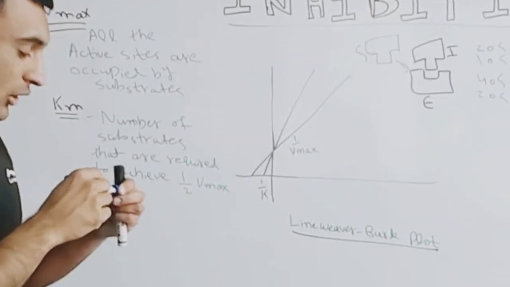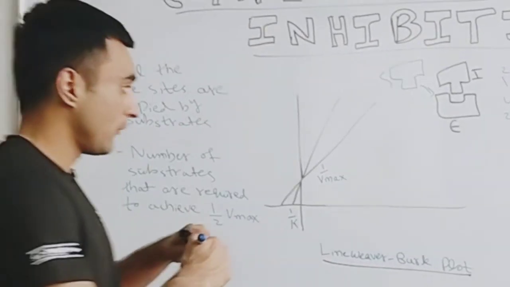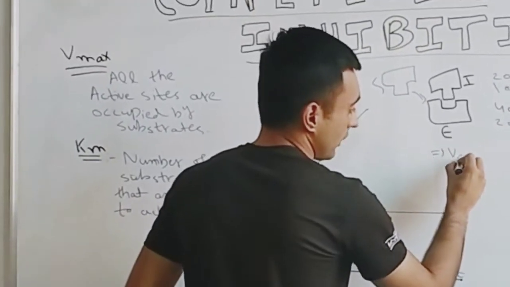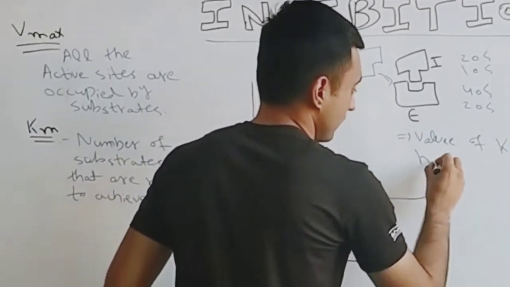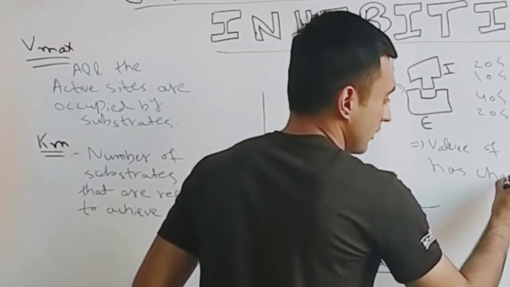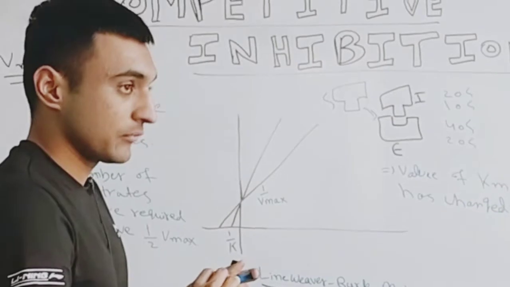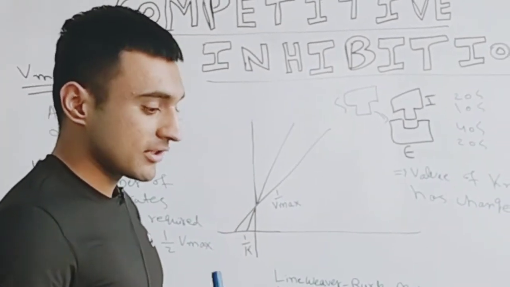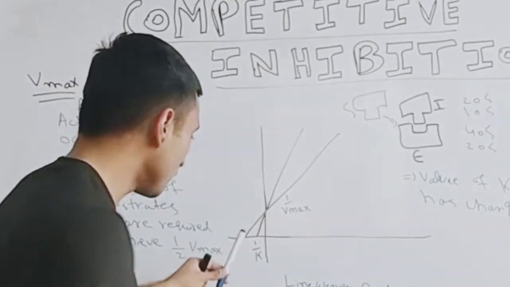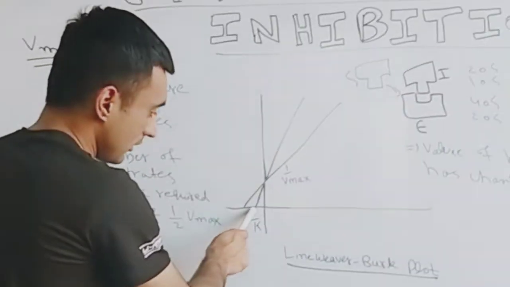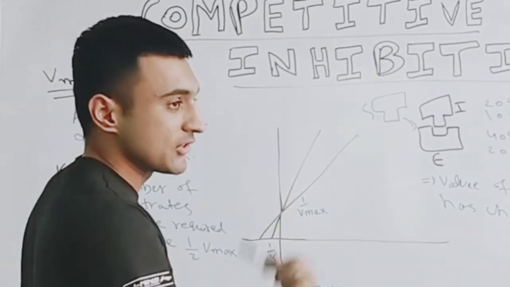So you can see that the value of Km has changed in this competitive inhibition. This is the notable point: the value of Km has changed in this particular competitive inhibition, because now more substrates are required in order to achieve that threshold, or in order to make the formation of the product possible. So you can see that the 1/Km line has moved toward the more positive side. You can say that the value of Km has changed, or increased.